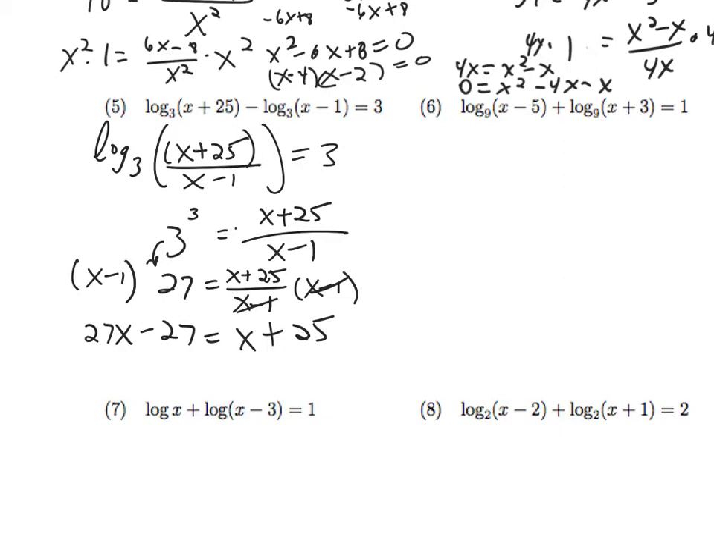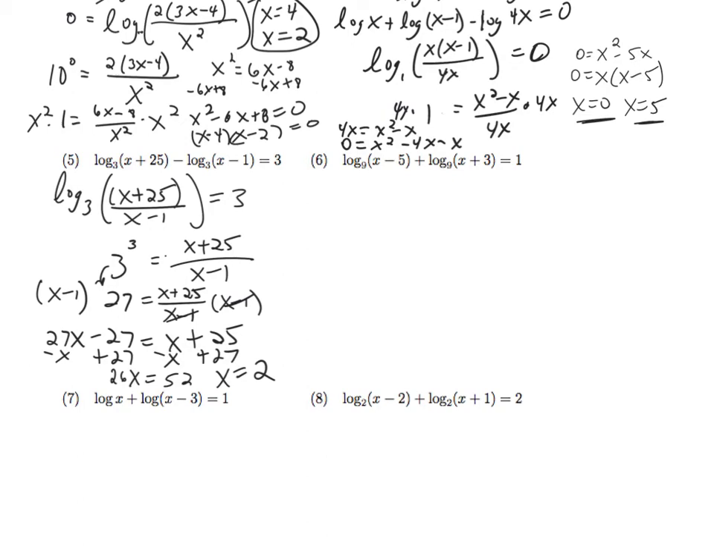Moving my x's to one side and moving my numbers to another side, I have 26x is equal to 52, and if I divide both sides by 26, x is equal to 2. Mind blown.